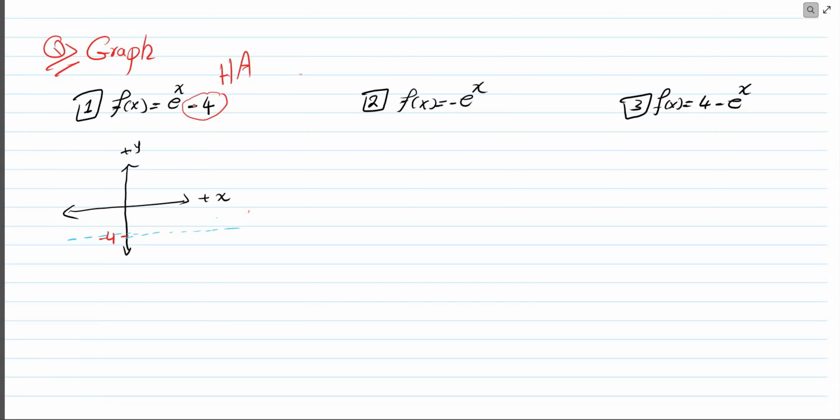and if you find the y-intercept, how much is the y-intercept here? Y-intercept means x equal to 0. So when x is 0, we will get e power 0 minus 4. The answer is -3. E power 0 equals 1, minus 4 equals -3. So the graph crosses the y-axis at -3. So the graph is going to be something like this, and extending, it goes to infinity.